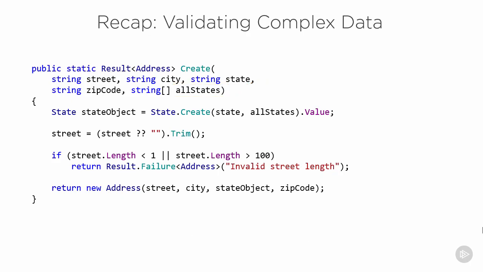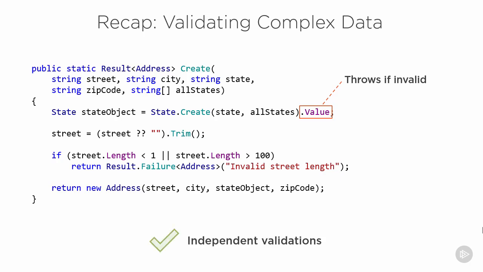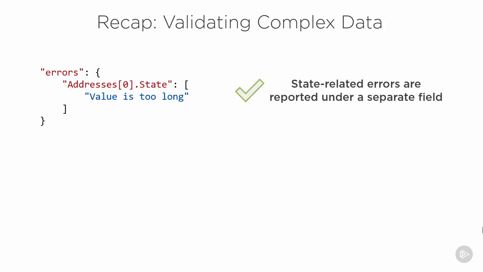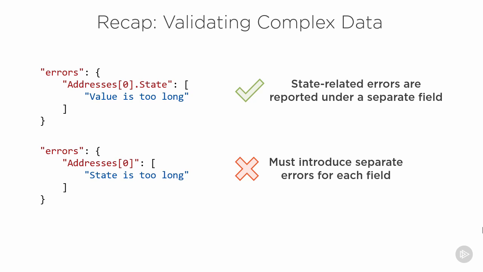Also notice how in the address class we rely on the validity of the state field. This call to the value property throws an exception if that property is invalid. That's because we want all validations to be independent from each other. We want to report state-related errors separately from the address entity. This is done this way so that Fluent Validation is able to report those errors under the correct field, like you can see here. Otherwise, this generic error message will not be enough, and we will have to write custom error messages for each property in the value object.